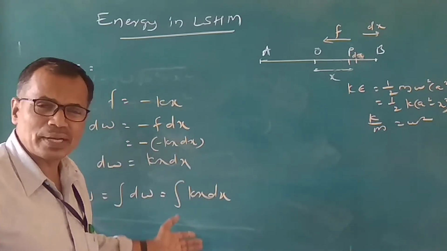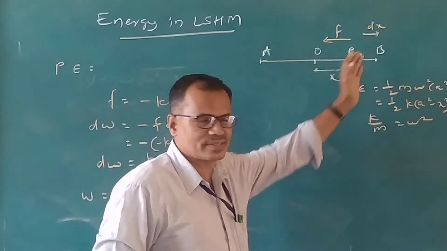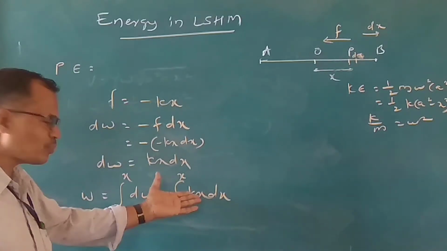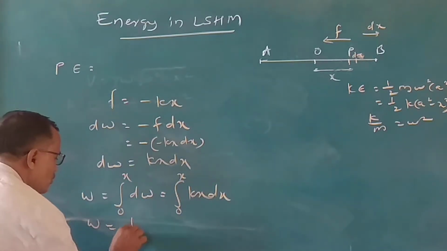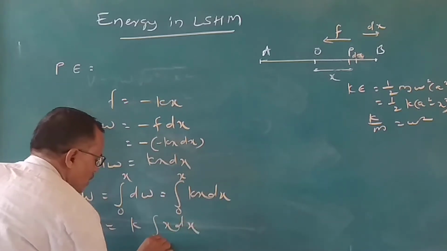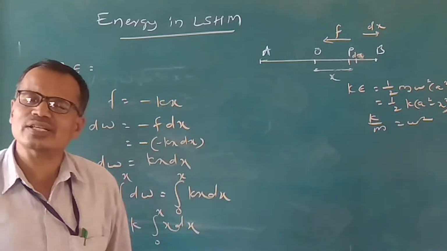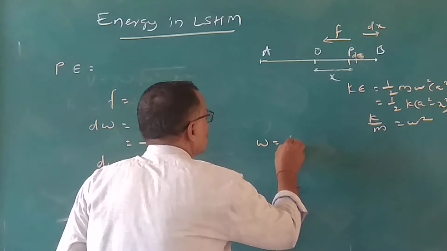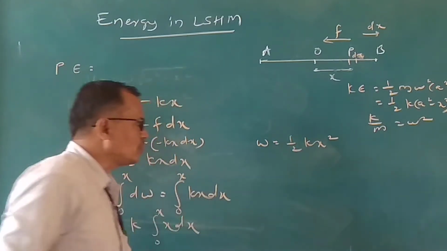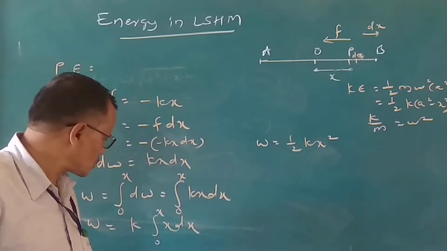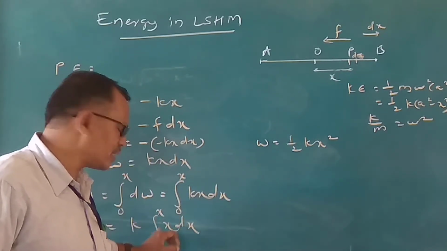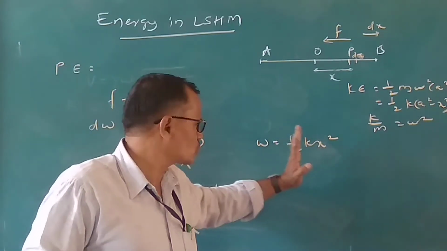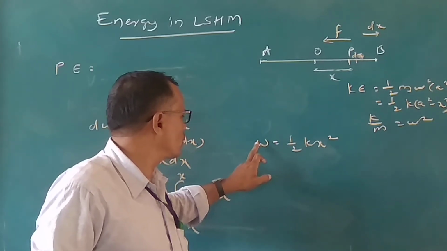What are the limiting values? These are 0 and x. 0 is the lower limit, x is the upper limit. Now k is constant, so W = k integral x dx from 0 to x. The integral of x is x square by 2, so W = 1/2 kx square. Putting in the limits x and 0, the value becomes x square by 2, and 1/2 is constant, so the work done W is 1/2 kx square.